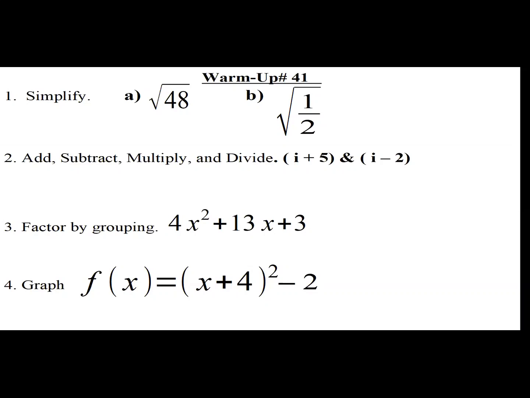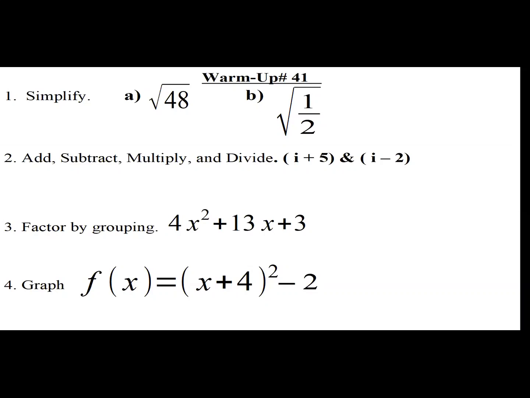Warm-up number 41 is on your screen. Number 1 reads, simplify. Part A, square root of 48. Part B, square root of 1 over 2. Number 2 reads, add, subtract, multiply, and divide, and they give us two binomials. The first one, i plus 5, and the second one, i minus 2.